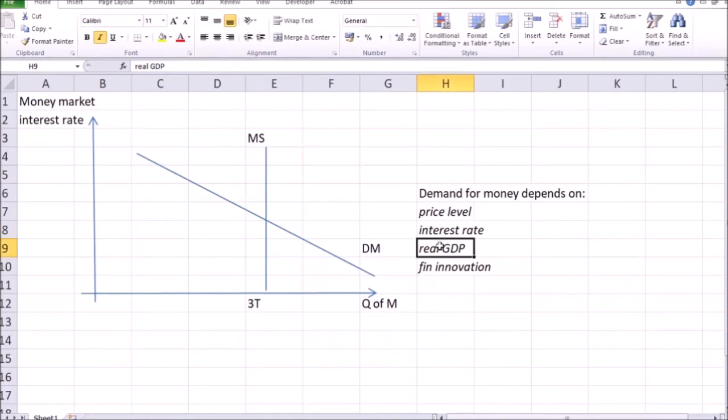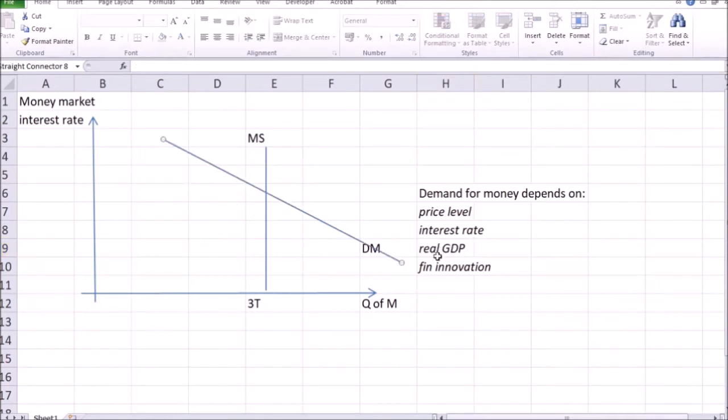Real GDP. Greater GDP we produce, there are more things for me to buy. Hence, I also want to have more money in order to be able to buy those things. Increase in real GDP increases my demand for money. And financial innovation makes it easy to switch between financial assets and money.